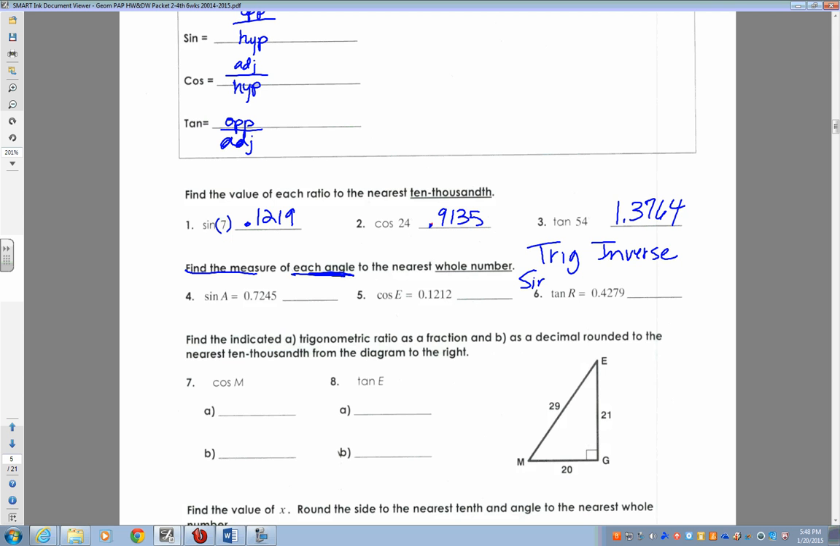So the trig inverse looks like this. It looks like sine^-1, cosine^-1, but that's really saying the inverse cosine, and then the tangent, inverse tangent, okay? I'm going to write it out how you would have to show it, and then how it would be typed into the calculator. So I want to find the measure of angle A. I'm going to do the sine inverse, because I know the sine of whatever angle A equals that decimal. So this is the inverse sine of 0.7245. That is exactly what I'm going to type into the calculator.